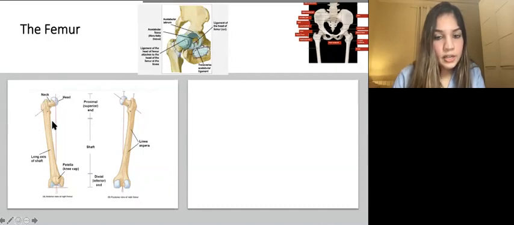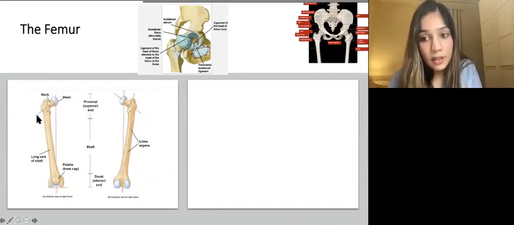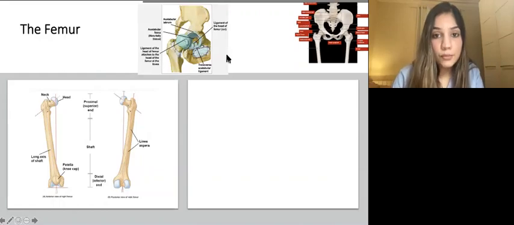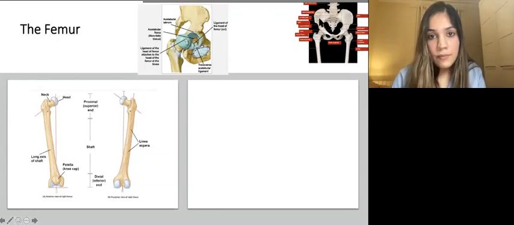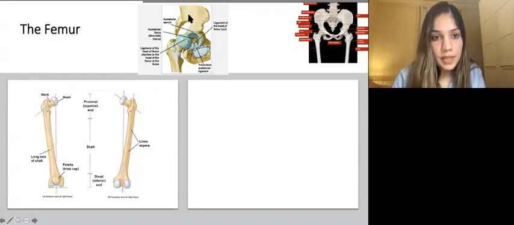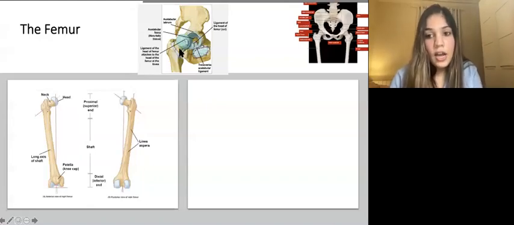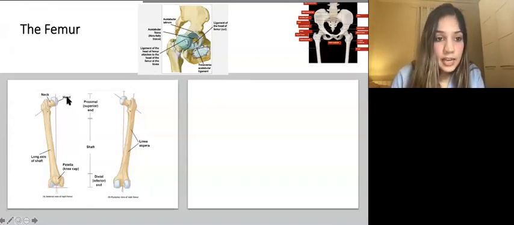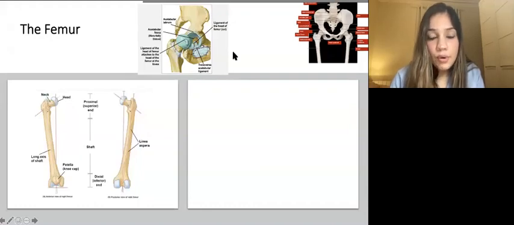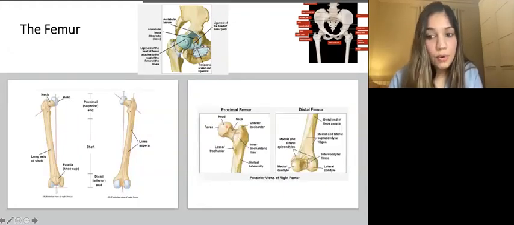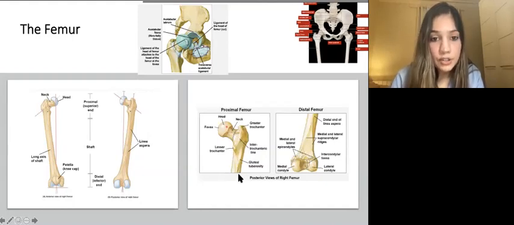This proximal part articulates with the acetabulum of the pelvis, which forms the hip joint. If we look at this picture here, you've got this pelvis, and a closer view would be this photo. So this is the proximal end of the femur articulating with the pelvis at this area called the acetabulum. And the proximal femur comprises the head, the neck, and two bony processes called the greater trochanter and the lesser trochanter.